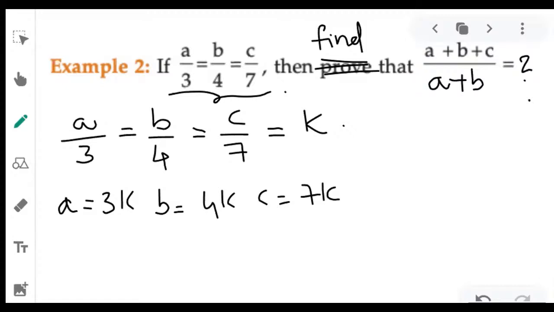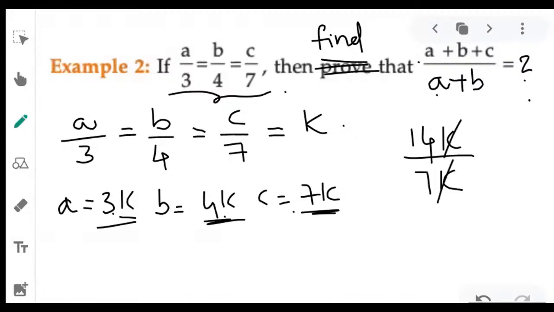So tell me, what will happen here? A plus B plus C is equal to 3K plus 4K plus 7K. How much is that? 3 plus 4 is 7, 7 plus 7, 14K. By A plus B is 7K. So K and K you can cancel, and 14 by 7 is 2. Yeah. So this is also equal to 2. Right? Super. Yes, ma'am.